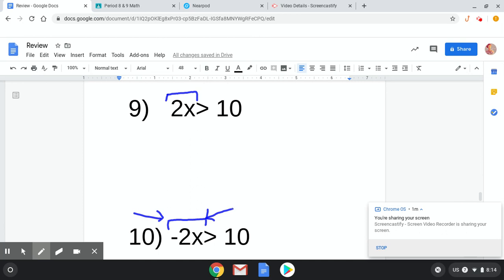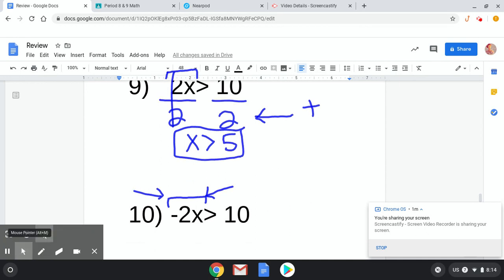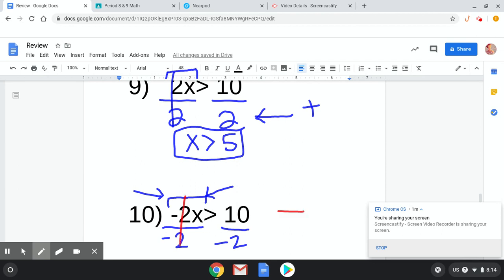So when you see a positive 2, you're dividing by a positive 2 on both sides. Because this is a positive number, you do not need to flip your sign. It stays the same. Because this one down here is a negative number, you literally see that it has a negative sign. You need to flip your sign. It has to change. It goes from this to that, and your answer is -5. That is the biggest difference.